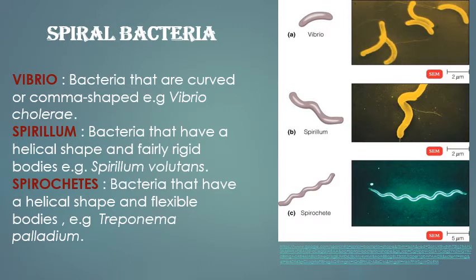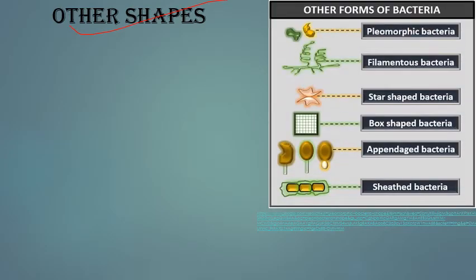So bacterial cells that have helical shape and flexible bodies, for example, Treponema pallidum. Next, there are some other shapes, which are odd shapes that we will discuss. So, like pleomorphic bacteria. Pleomorphic means don't have any fixed shape. So, jo irregular shape hai kisi bhi bacteria ki, waise bacteria ko hum bolte hain pleomorphic bacteria. Filamentous means we can say thread-like bacteria.